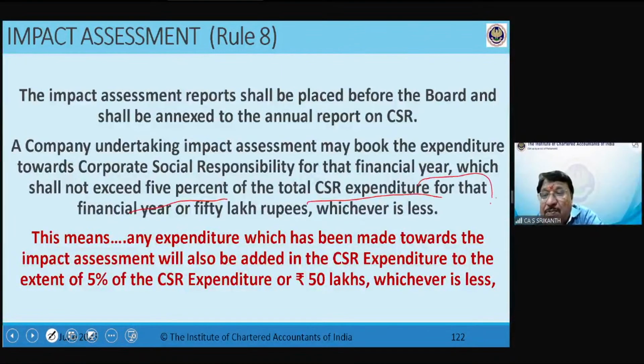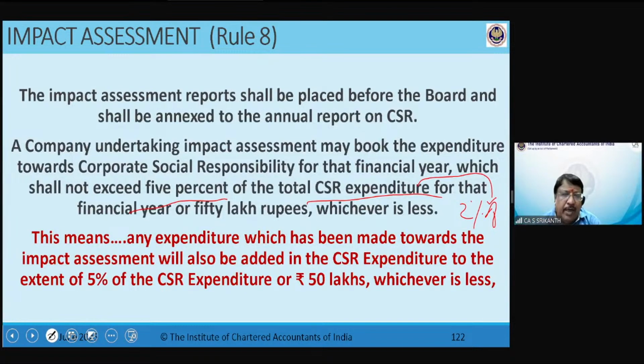This total CSR expenditure will be 2% of the average net profit of the immediately preceding 3 financial years. You will get one amount. Out of that amount, you can spend up to 5% for impact assessment or 50 lakhs, whichever is less. Out of that 2% you are calculating now. Suppose in this year, your 3 years average profit is 40 crores or whatever. You calculate 2% of 40 crores.